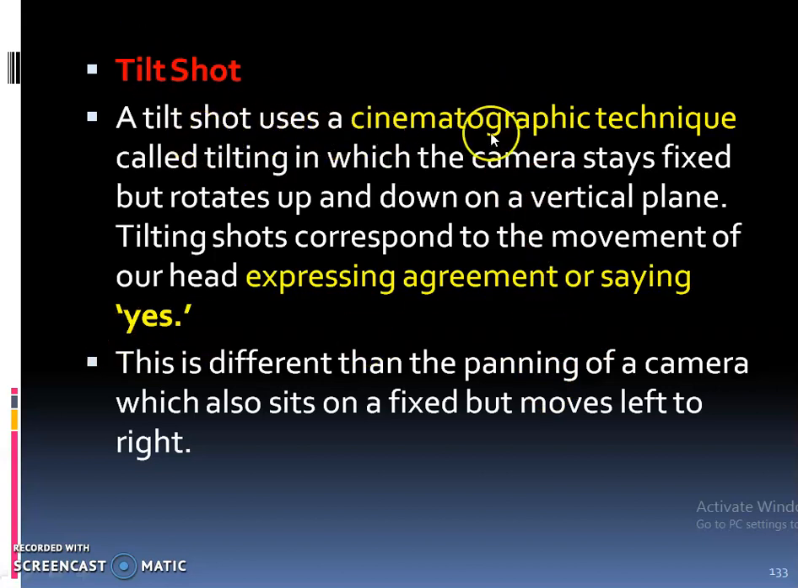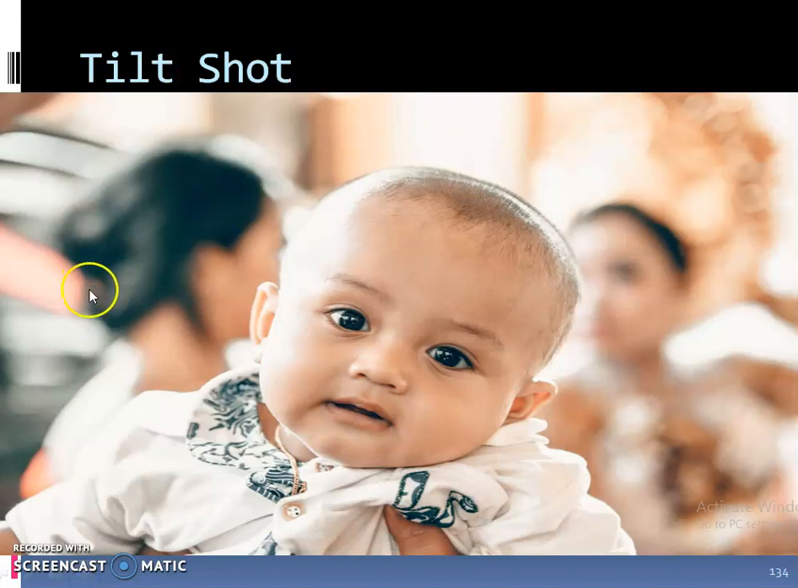Tilt shot uses a cinematographic technique. That is, the camera stays fixed but rotates up and down on a vertical plane. This is different from the panning of a camera, which also sits on a fixed point but moves left to right. So this is panning. The example for tilt shot. So how do we say yes? Like this.